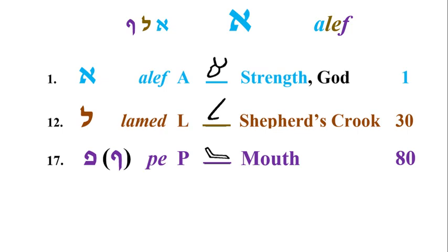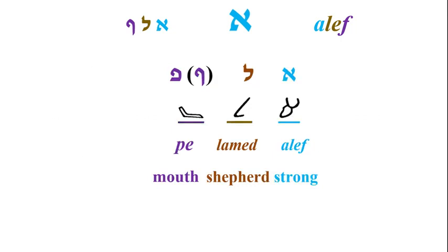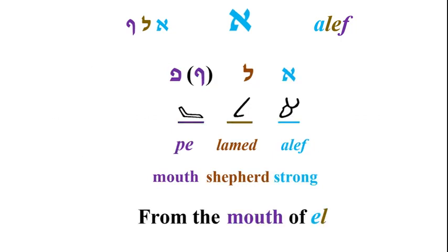We are the dumb sheep. He is the strong shepherd. And then you have the Pei. Pei represents mouth. So just from the first 3 letters here, the 3 letters in Aleph, you have from the mouth of El. From God's mouth.